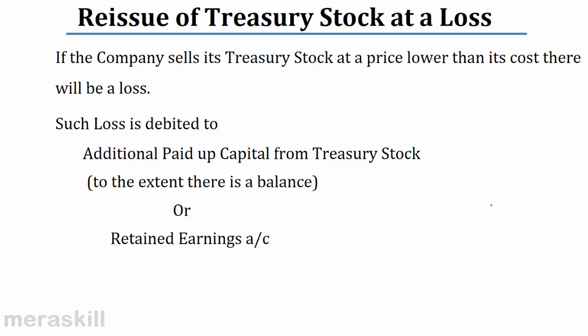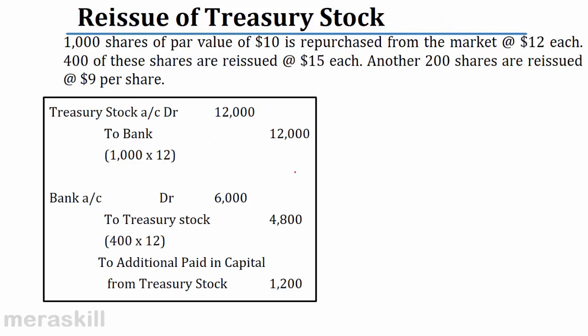Suppose we reissue at a loss. It could sell at a price lower than its cost, then there would be a loss, and we said such a loss is debited to the additional paid up capital from treasury stock or the retained earnings. So 1,000 shares of par value of $10 is repurchased from the market at $12. 400 of these are reissued at 15 and another 200 shares are reissued at 9 per share.